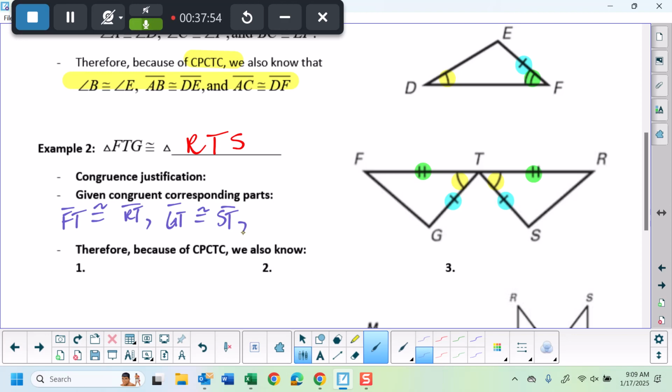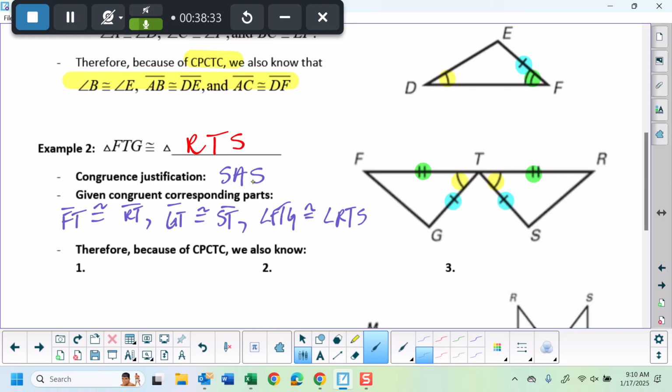And I can't name this angle T, right? I've got to do the 3 letters. So I know that angle FTG is congruent to angle RTS. Those are the 3 pieces of information that were given to me. Because of that, I know that the triangles are congruent by side, angle, side. Are we all okay with that?